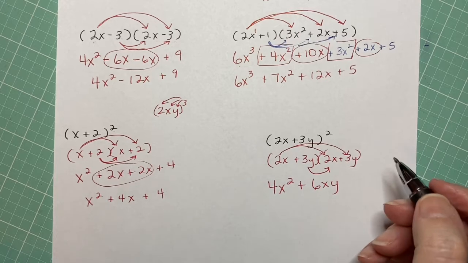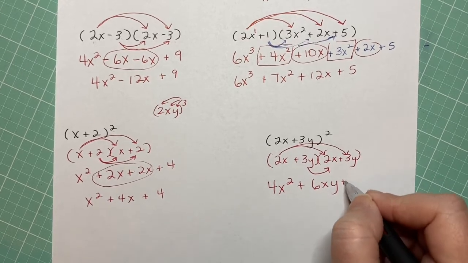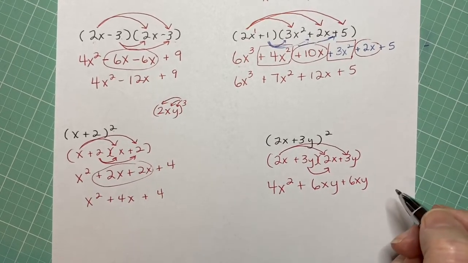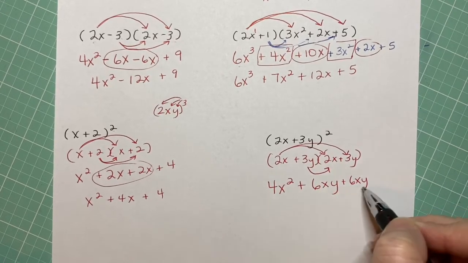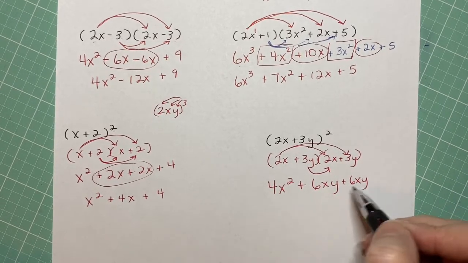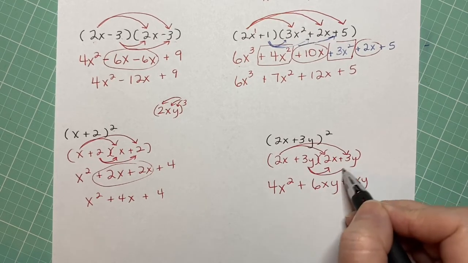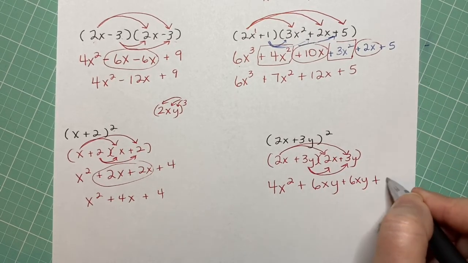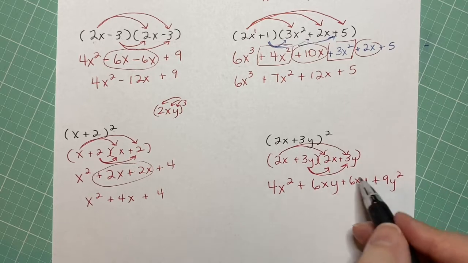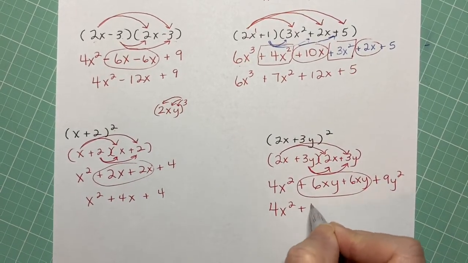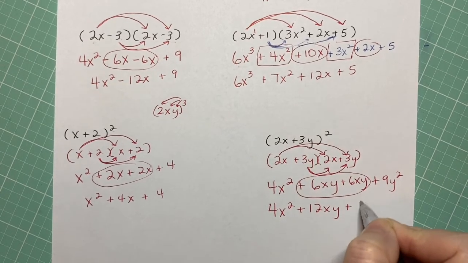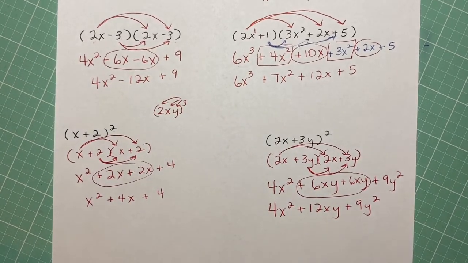And then 3y times 2x is another 6xy. And you could write yx, but it always goes in alphabetical order is the way they write them. So if you write them in alphabetical order, you'll realize those are the same thing. And then 3y times 3y is 9y squared. So again, add those middle terms and you get 4x squared plus 12xy plus 9y squared. And so that's multiplying.